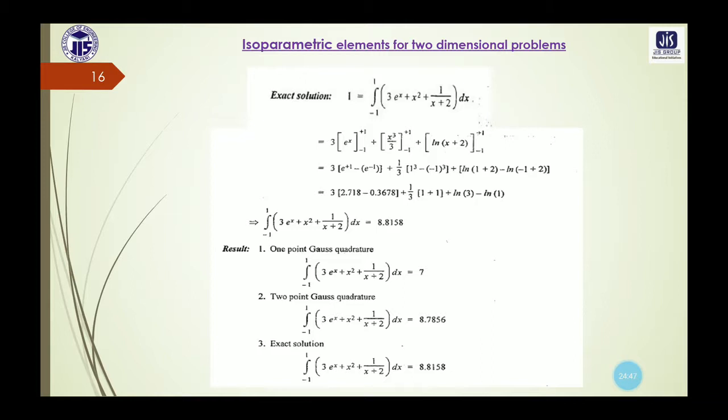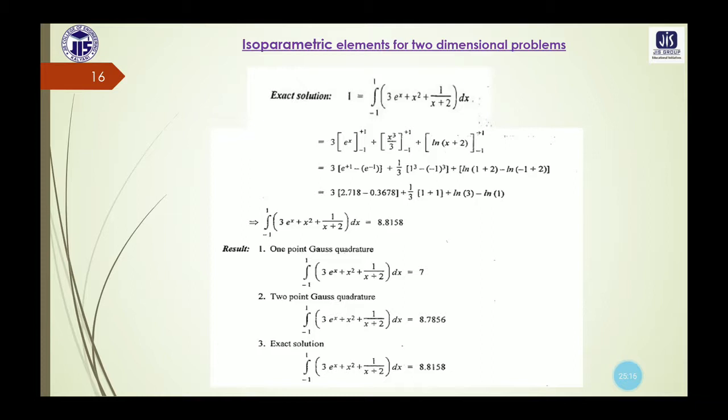Next we have calculated the value of w1 multiplied by f(x1), which we got as 7. Next, in case of two-point Gaussian quadrature, the values that we required were x1, x2 and w1, w2, and these values we have got from the Gaussian quadrature table. Next, we have calculated the value of w1 f(x1) and w2 f(x2), and finally we have added these two.